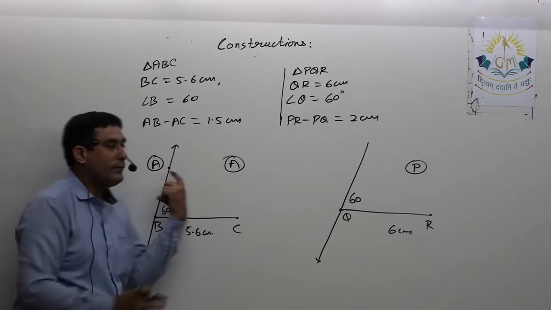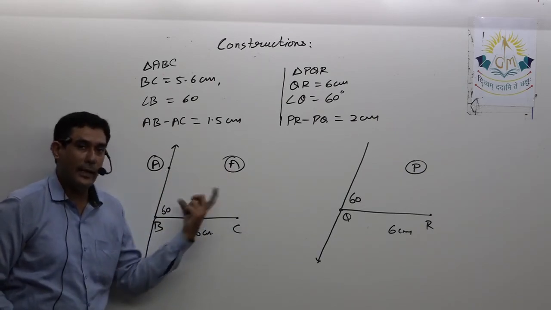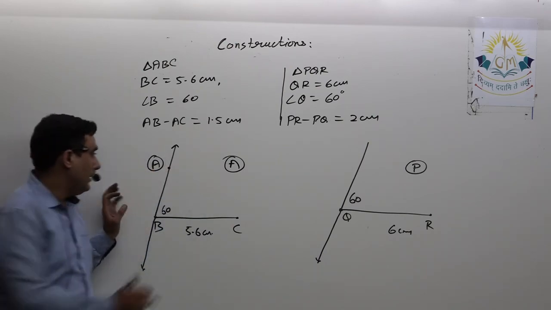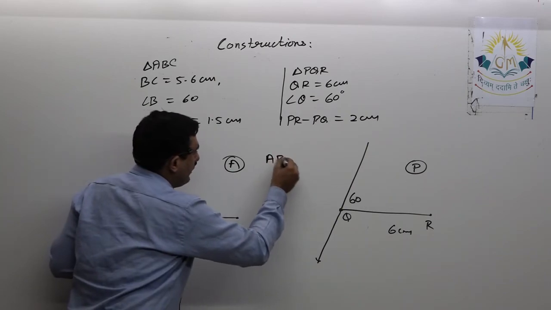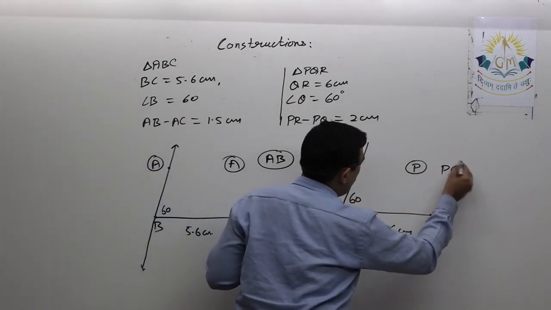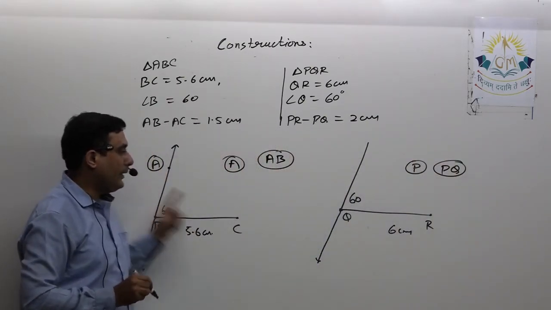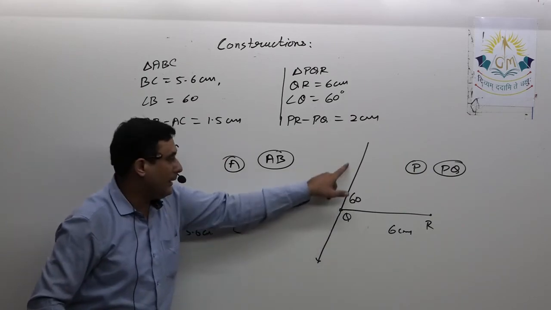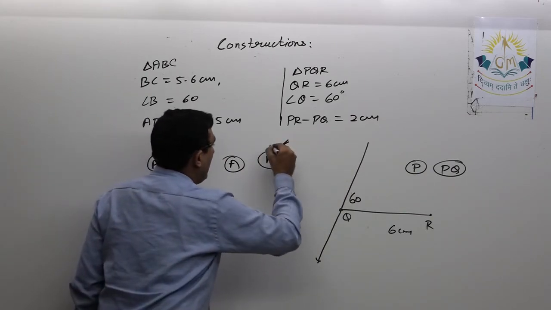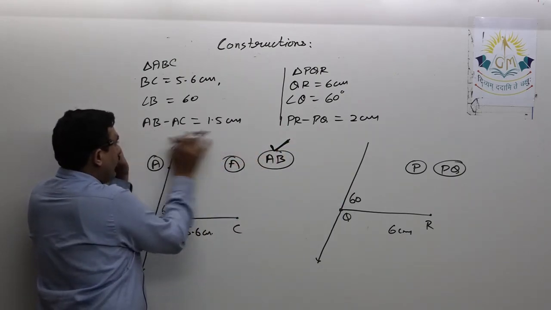Now what will be the name of the segment formed by this base angle point B and the remaining point A? It is AB. The segment I got is AB over here, and the segment I will get over here is PQ. How did I get this segment? By the base angle point and the remaining point. Now you have to check whether this AB is smaller or greater.